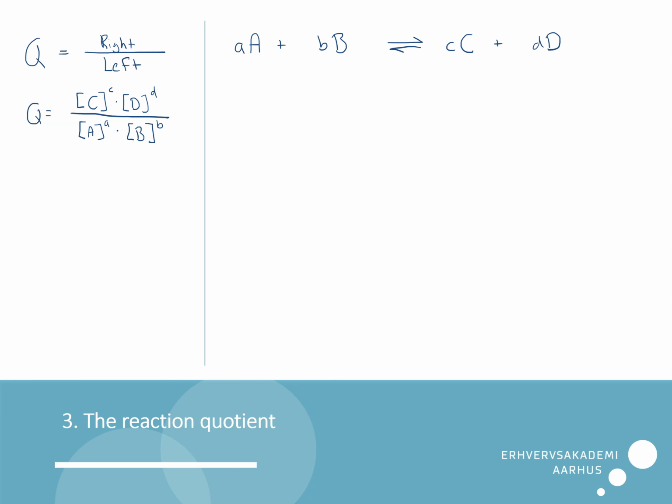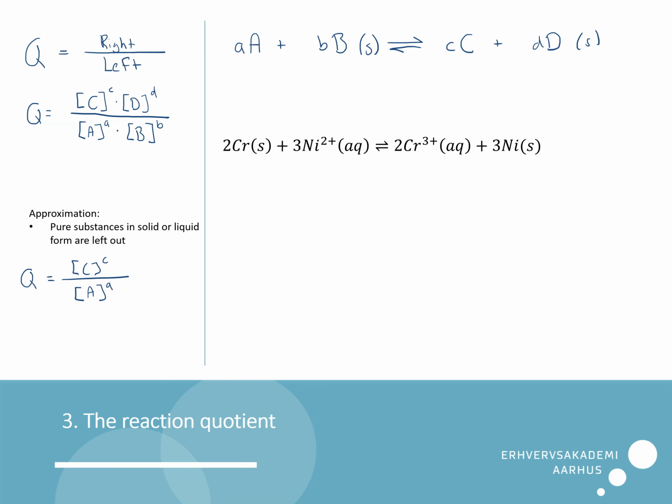However, in practice, we're allowed to omit solids from the quotient. So if we pretend that B and D are solids, then we can omit them from the calculation of Q. So that just becomes concentration of C to the power of c divided by concentration of A to the power of lowercase a. In our galvanic cell, we have chromium and nickel in solid form, so we can omit those when calculating Q. So Q becomes concentration of chromium ions divided by concentration of nickel ions.